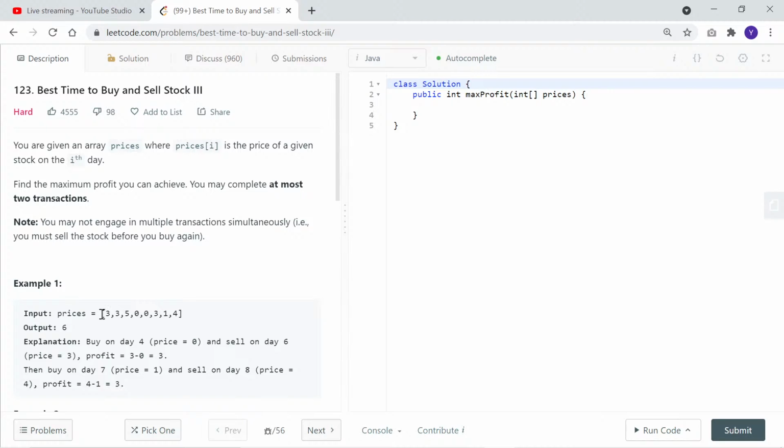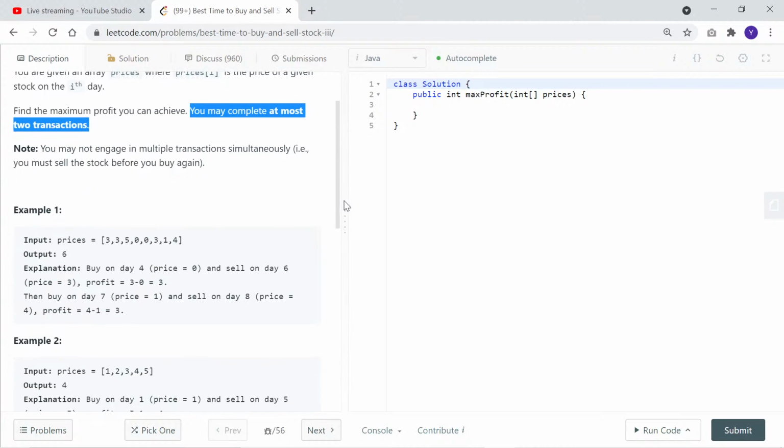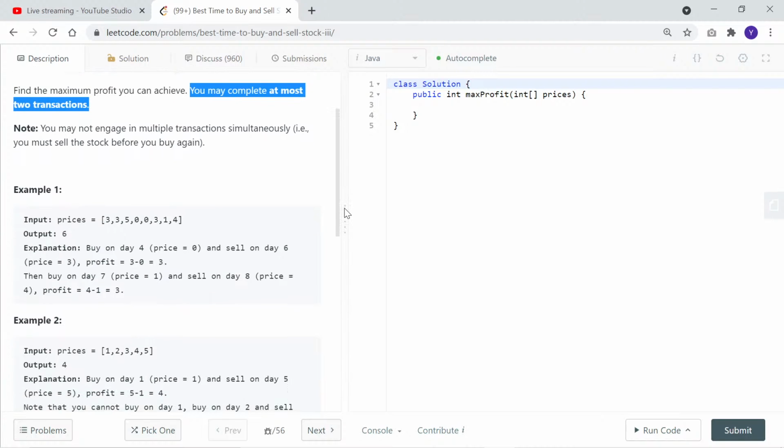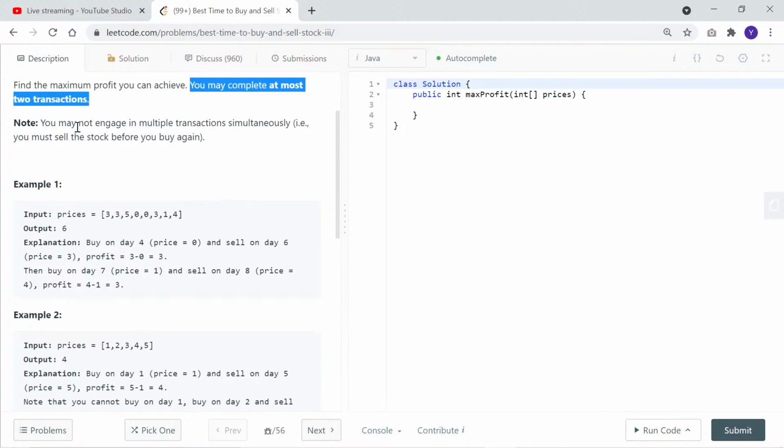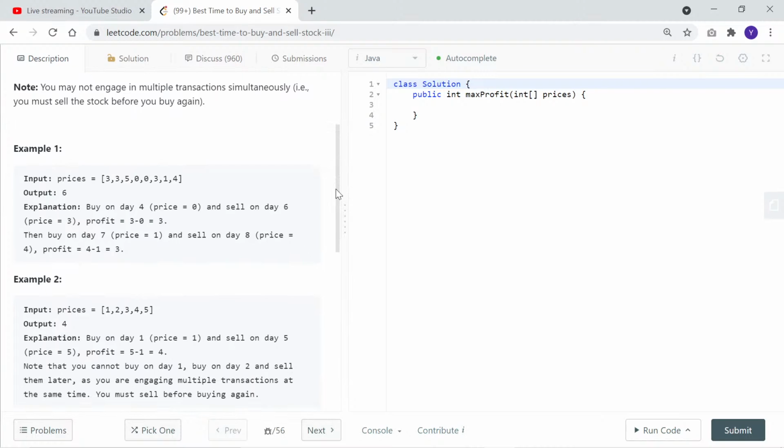You are given an array of integers representing the stock price, and you need to calculate the maximum profit. But this question has a difference: you may complete at most two transactions. So you can at most buy and sell stock twice. And also you may not engage in multiple transactions simultaneously.